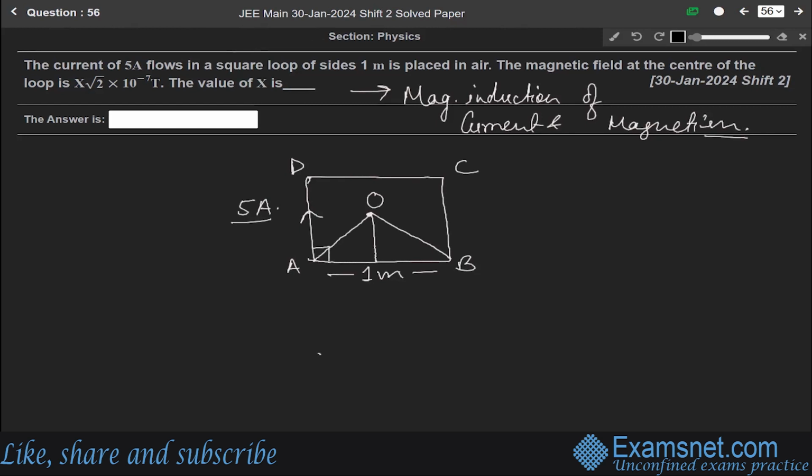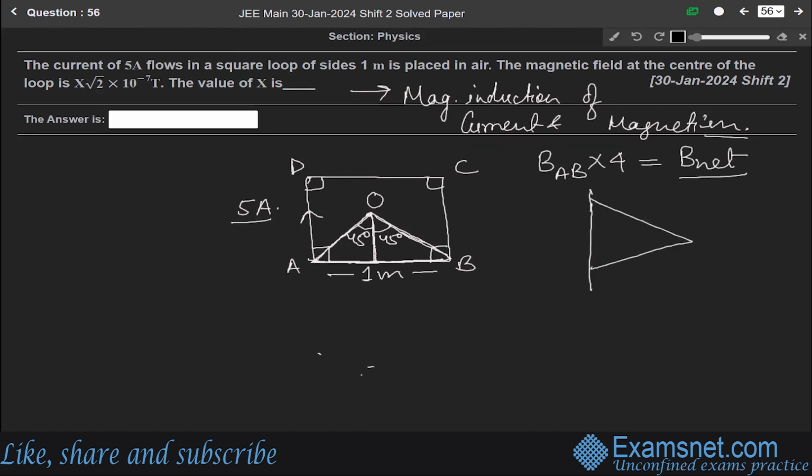We know that each corner angle of a square is 90 degree. So this will be 45 and 45, since a perpendicular bisector divides the angle into equal angles. Now, if we find the magnetic field due to this side AB of the square loop, and multiply this magnetic field by 4, we will get the net magnetic field due to this square loop. Okay. Now, let us find the magnetic field due to this side AB.